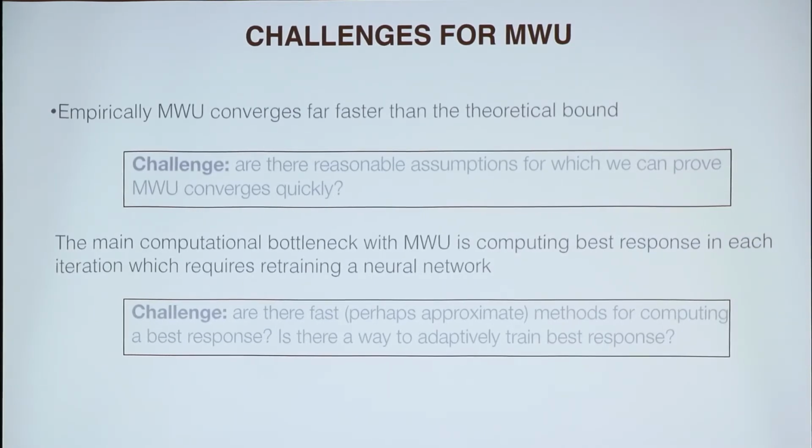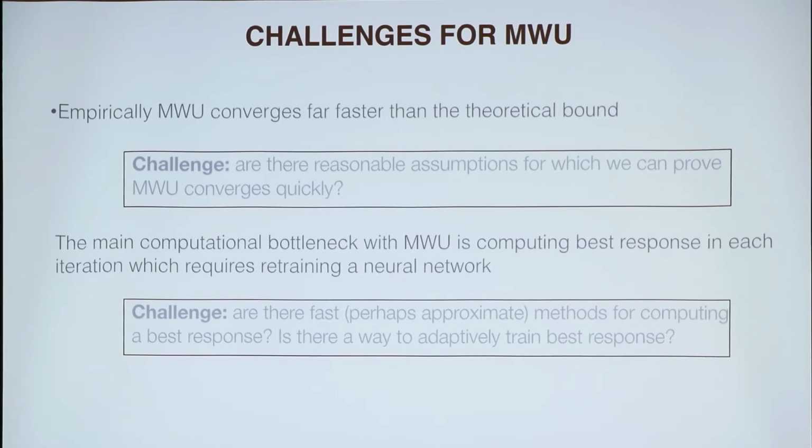Another interesting question is, given that finding these best response oracles, or retraining the neural network, is the computational bottleneck, whether we can do that more efficiently. The naive method, and this is the only method that I know of whenever people use multiplicative weight updates, is that in each iteration they retrain a neural network from scratch. The question is, do you really need to retrain from scratch, given that in the previous round you've already trained that neural network with usually very similar parameters?